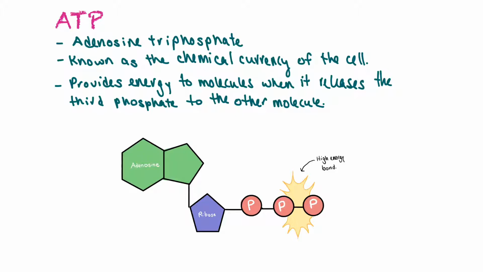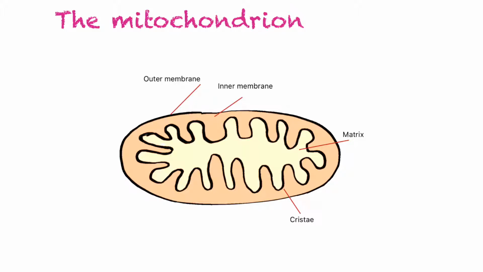So ATP provides energy to molecules when it releases its third phosphate to the other molecule. So that's phosphorylation. And when it loses the third phosphate, it goes from being called ATP to ADP, adenosine diphosphate. And that phosphate will be sent to another molecule to drive a reaction.